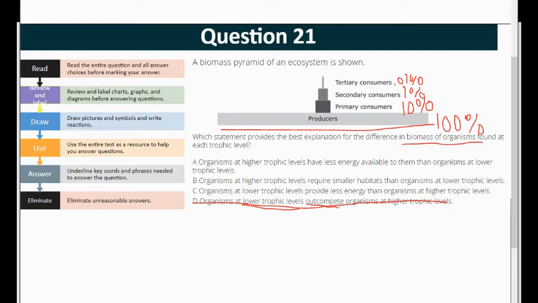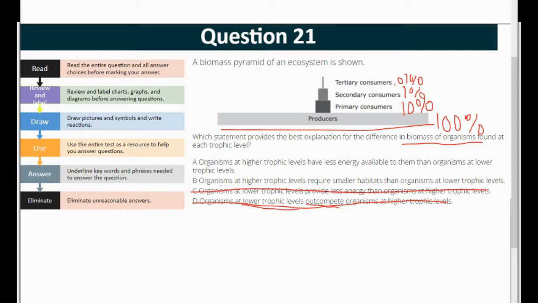So look at C. Organisms at lower trophic levels provide less energy than organisms at higher trophic levels. So as we saw up here, individuals at the lower trophic levels have 100% of the energy, right? And then as it goes up, we lose energy. So this is the opposite of what we're looking for here, right? So that's not going to be an answer choice.